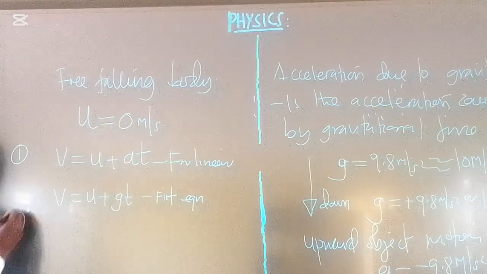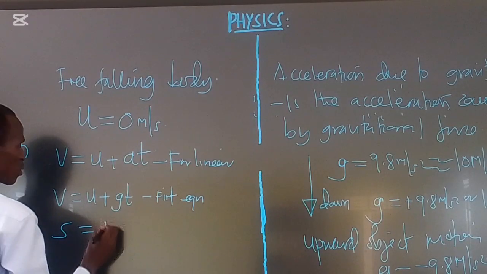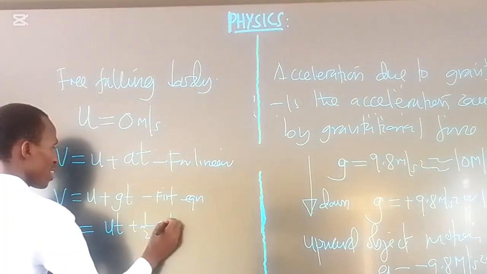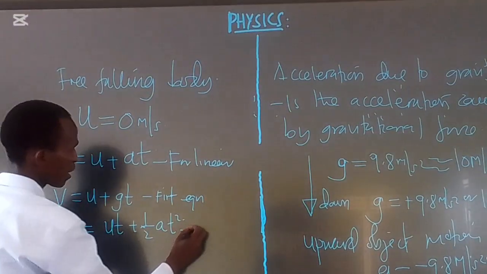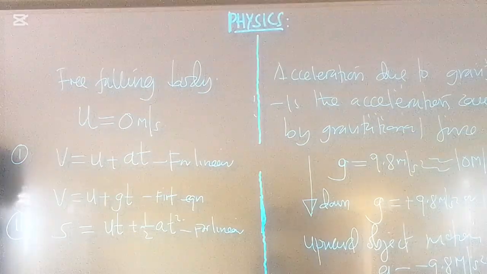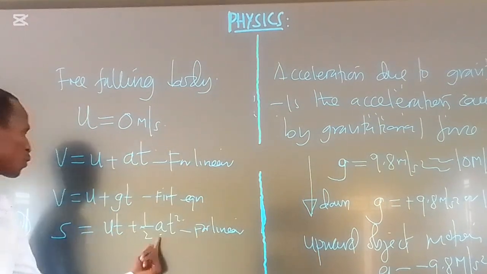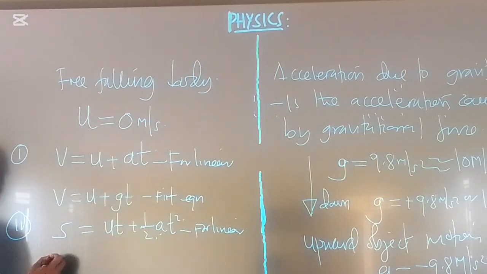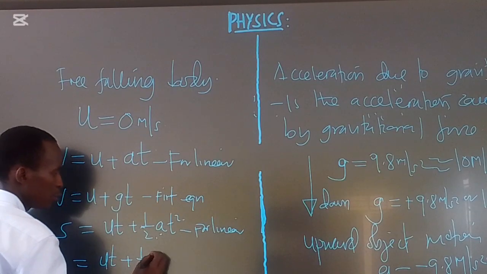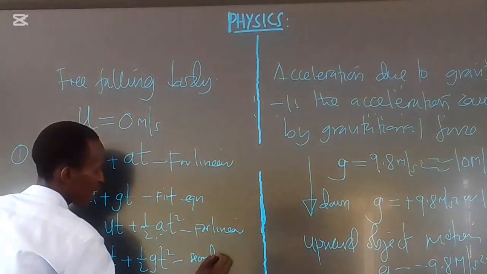Second equation. From linear motion, the second equation says displacement is equal to initial velocity times time plus half acceleration times time squared. But this is for linear motion. For motion under gravity, it changes because this acceleration is due to the influence of gravity. So this is called acceleration due to gravity. We write that displacement is equal to initial velocity times time plus half gt squared. This is the second equation under gravity.